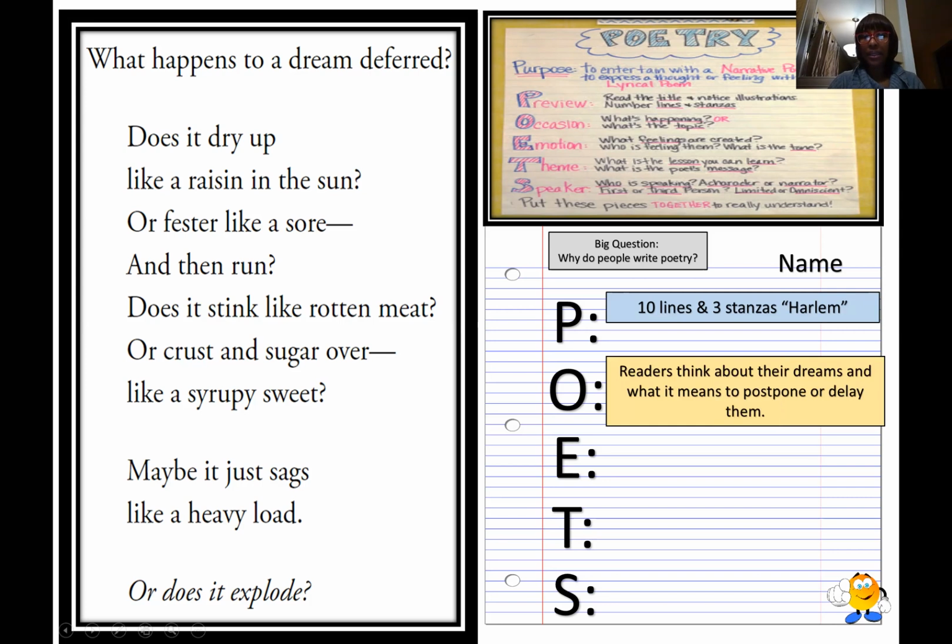What's happening? Or what's the topic? Well, what's happening in this poem? As a reader, we have to think about our dreams and what it means to postpone or delay them. What's really great about this poem, it starts with a question. What happens to a dream that's deferred? So it tells me what this poem is all about. It's about readers having to think about their own dreams and what happens to your dreams if you postpone them or delay them. And Langston Hughes does a wonderful job explaining what he feels happens to the dreams that you do not work on.